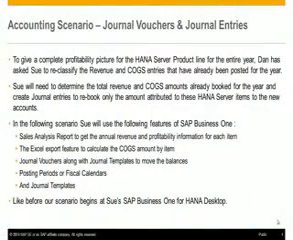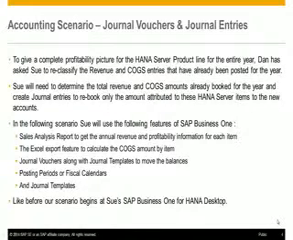Accounting Scenario 2, Journal Vouchers and Journal Entries. To give a complete profitability picture of this new HANA server product line for the entire year, Dan has asked Sue to reclassify the revenue and cost of goods sold amounts that have already been posted from the previous GL accounts to the new GL accounts. Sue will need to determine the total revenue and cost of goods sold amounts already booked from January to July and create journal entries to rebook only the amounts attributed to these HANA servers.